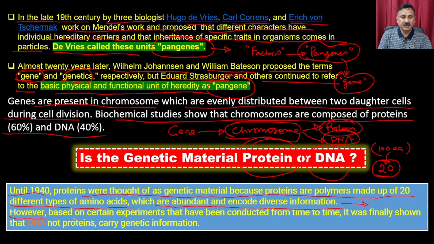However, based on certain experiments that have been conducted from time to time, it was finally shown that DNA, not protein, carries the genetic material. We are going to discuss these experiments in detail, and the conclusion is that DNA is the molecule present within the chromosome that carries the information from one generation to another generation.